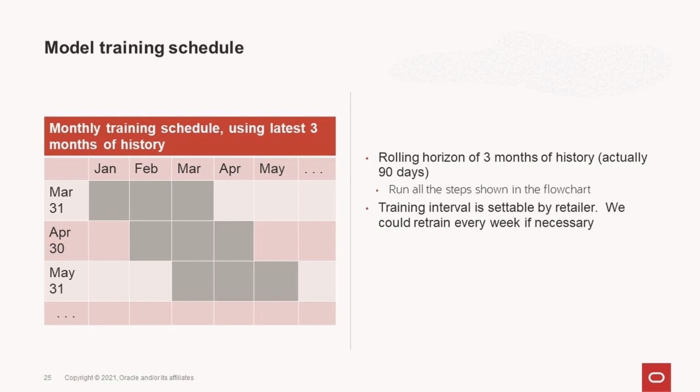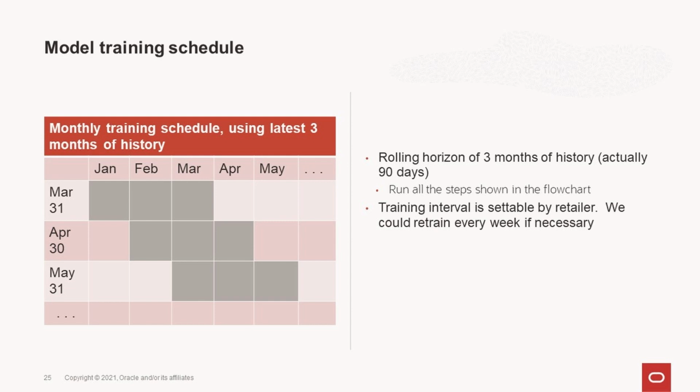So at the end of, say, March, we train on March and the previous 2 months. Then we retrain a month from there, at the end of April, except that it's a rolling horizon. So we again take only the last 3 months, and again at the end of May.